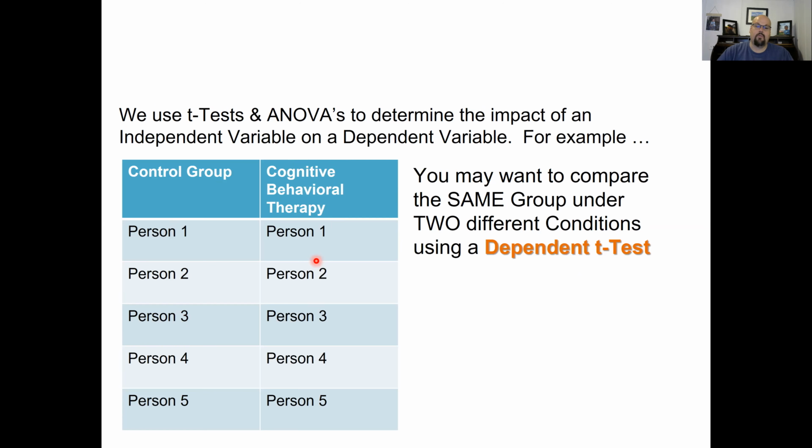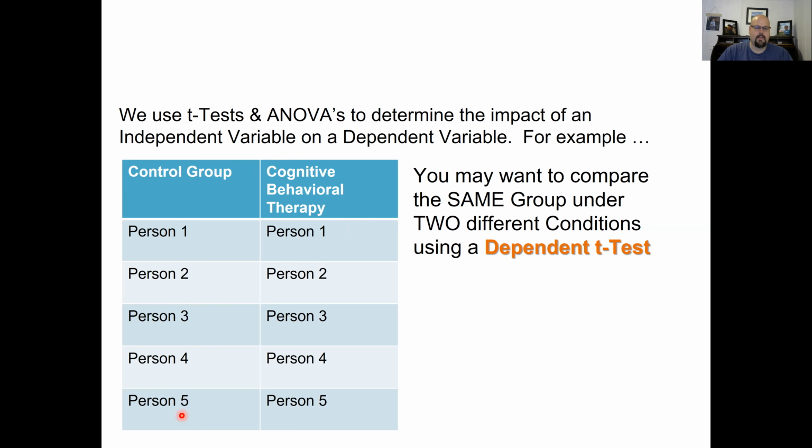You could also have a dependent t-test. In a dependent t-test, you have the same group under two different conditions, and then you can compare them. So you go back to that control group and the cognitive behavior group. Your control group is your same people that are receiving the therapy. So it's kind of a pre-post. You have a control group, which is the pre-situation. You measure them. You then administer the cognitive behavioral therapy.